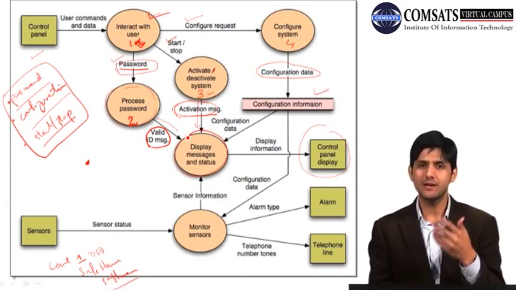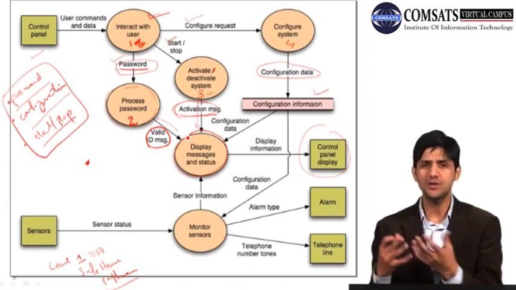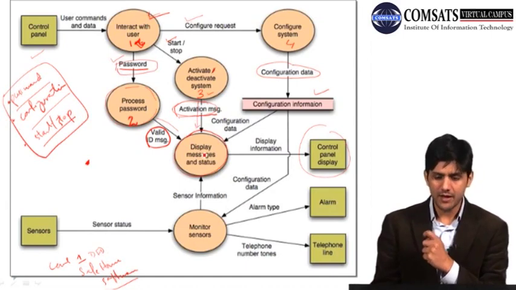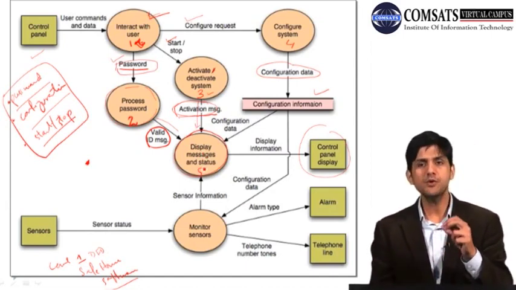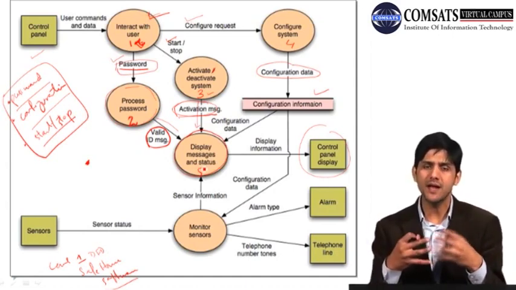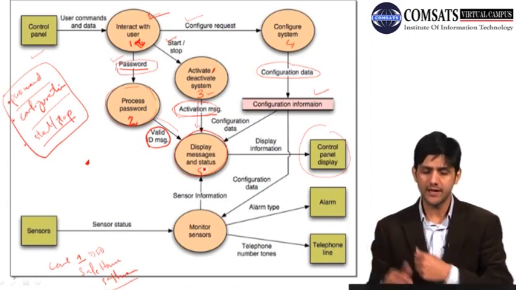So we need a process to understand what kind of message we need to show to our user. So we made this another process, which was display message and status. This process basically takes all the inputs from different processes and decides what kind of output to show to my external entities.